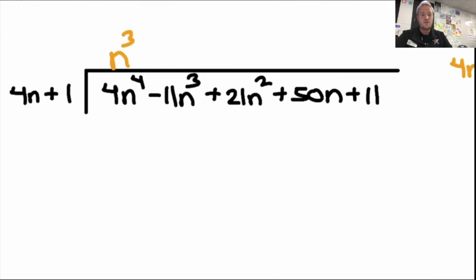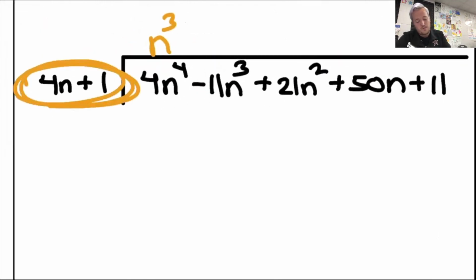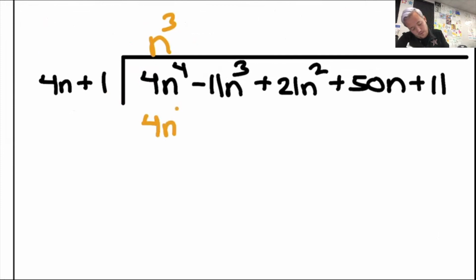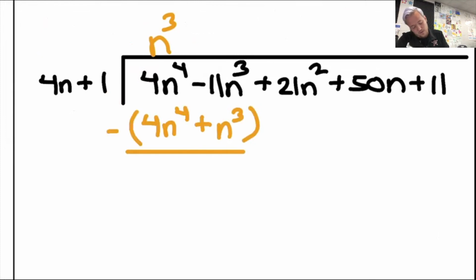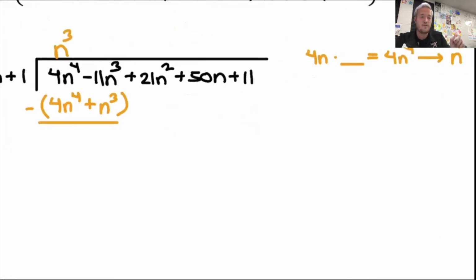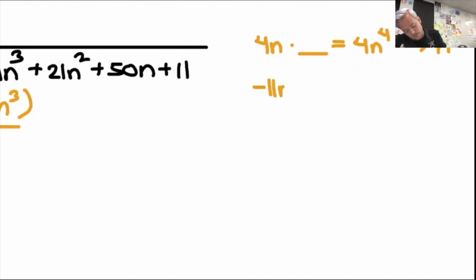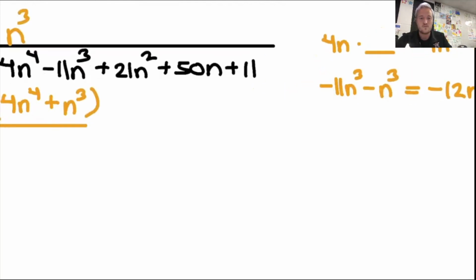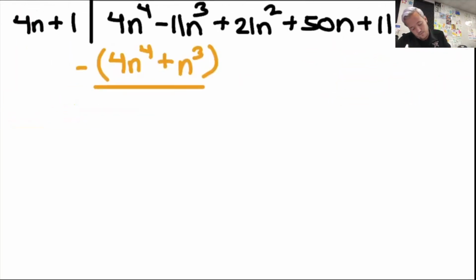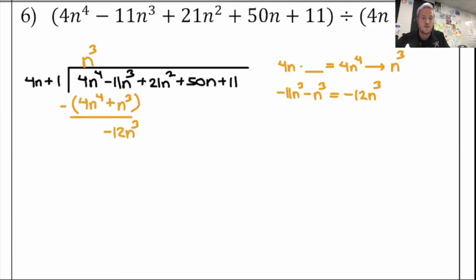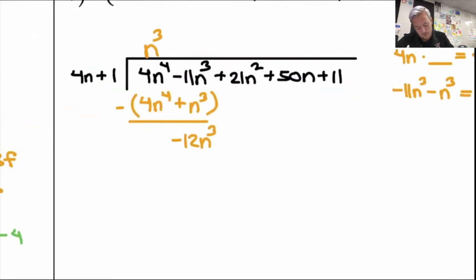So n cubed, I'm going to multiply times 4n plus 1. So 4n to the 4th plus n cubed. And I'm going to subtract. So I have negative 11n cubed minus n cubed, which gives you negative 12n cubed. All right, so negative 12n cubed. So that's the first round. So I'm going to start the next round. I'm going to bring it down.